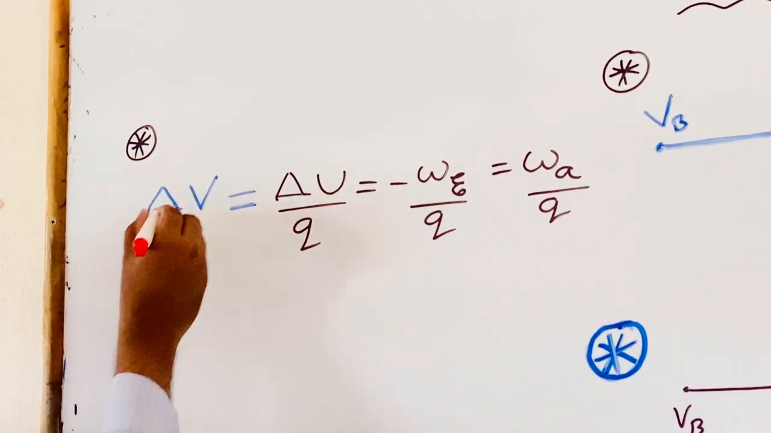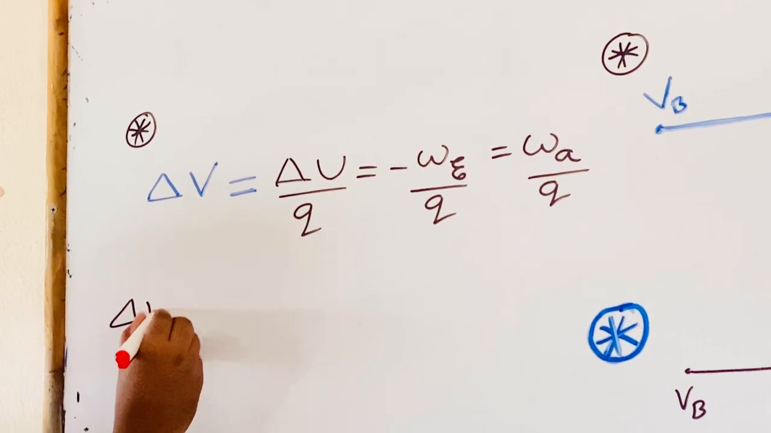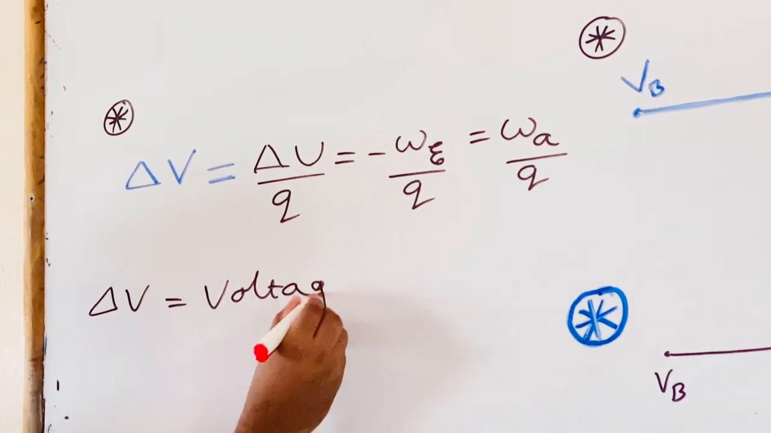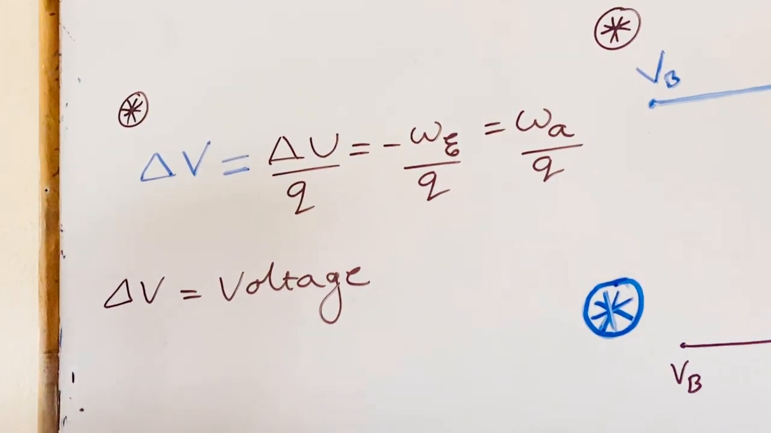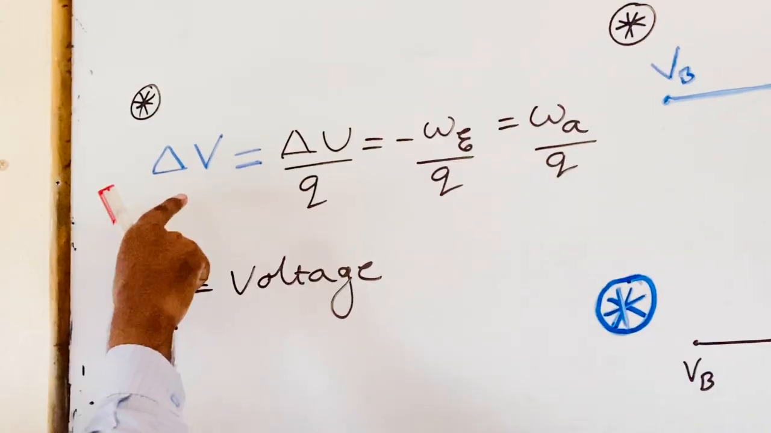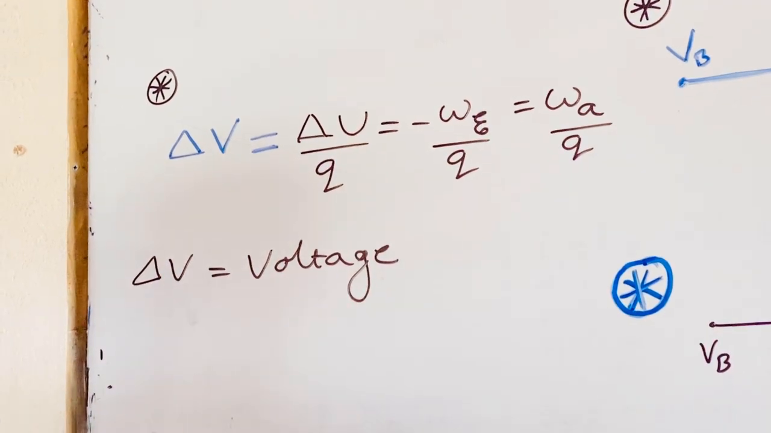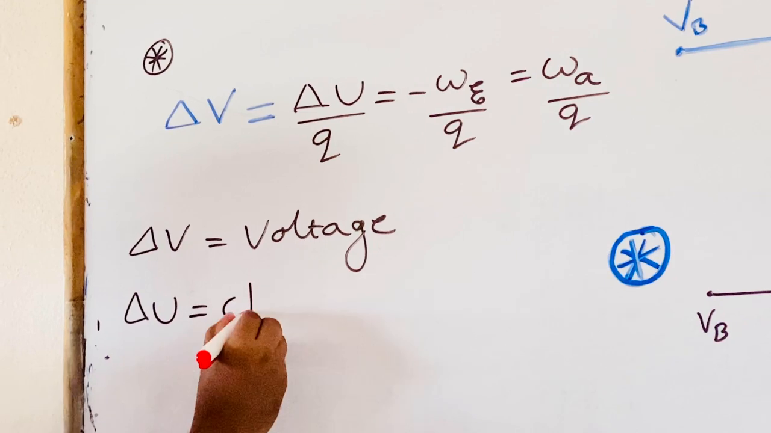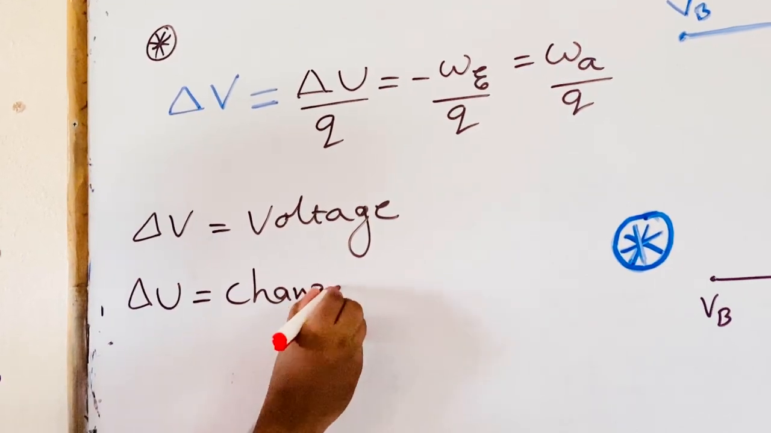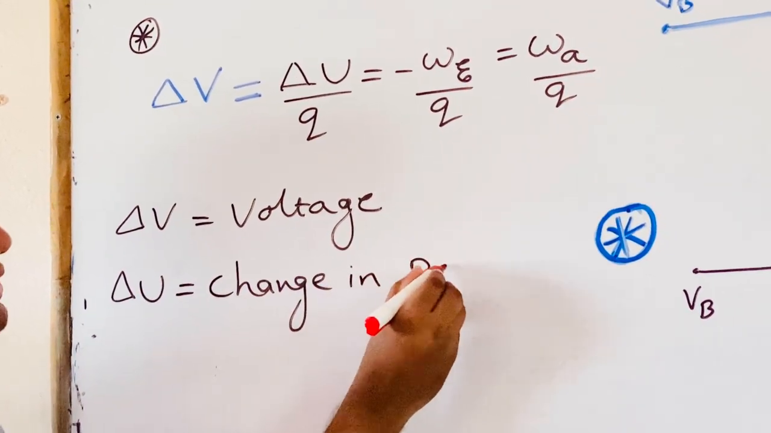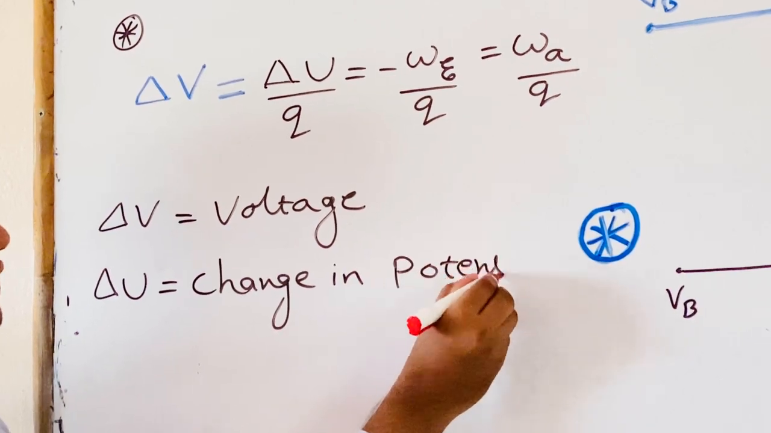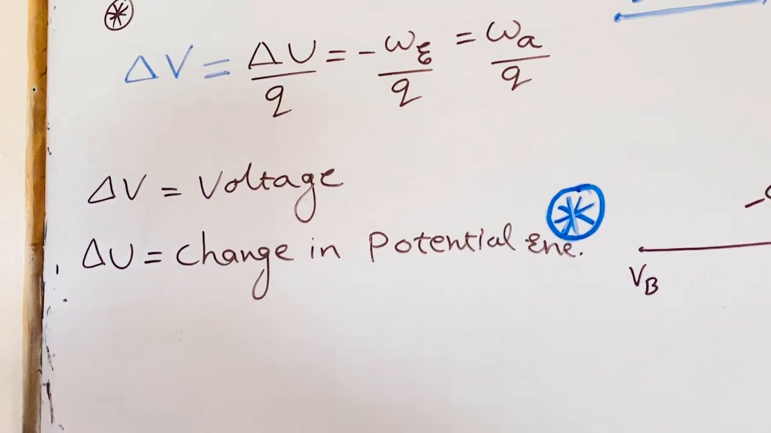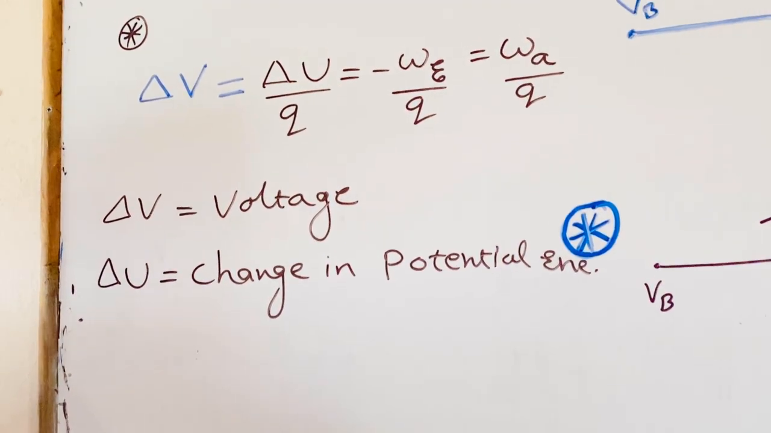Okay. So what do you mean by delta V here? Delta V is voltage. So now I am saying electric potential difference; in short, we can say delta V as voltage. Delta U, what do you mean by delta U? Change in potential energy. So change in potential energy, that one we can say with that name delta U.